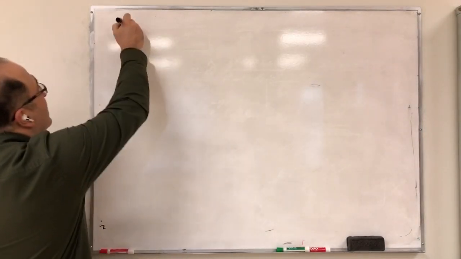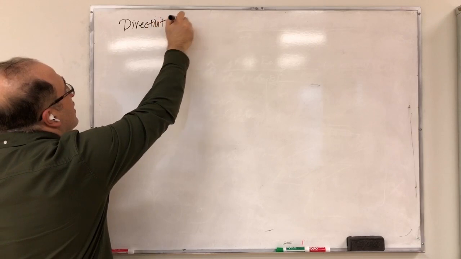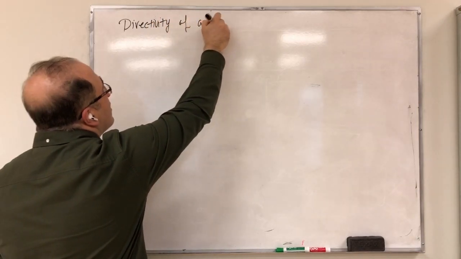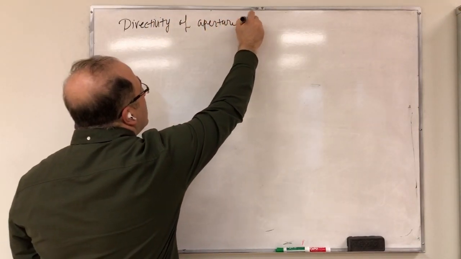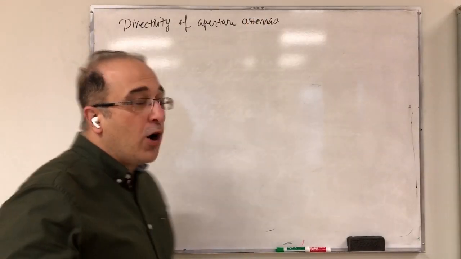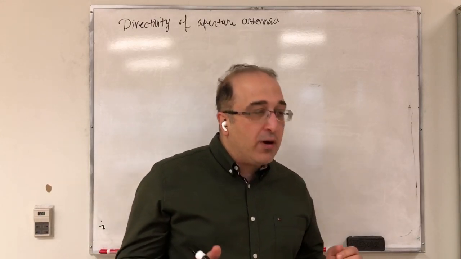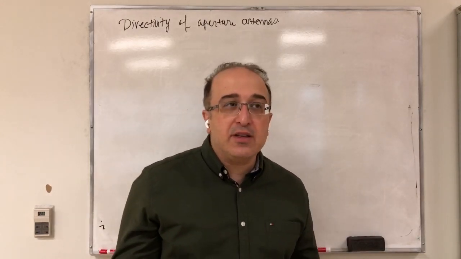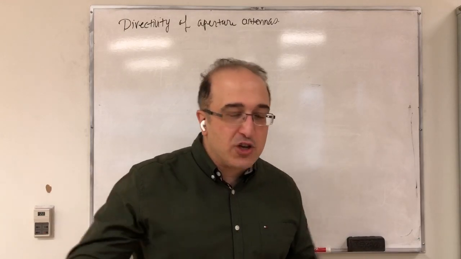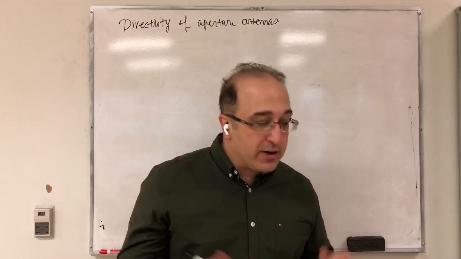Hello everyone. In this lecture, we're going to talk about directivity of aperture antennas. We've seen two important aperture antennas so far, and that's our open-ended waveguide antenna and a slot antenna. So we're going to talk about directivity of aperture antennas in this lecture, and then we're going to move on with our discussion regarding horn antenna.